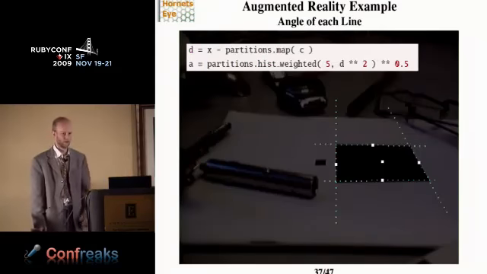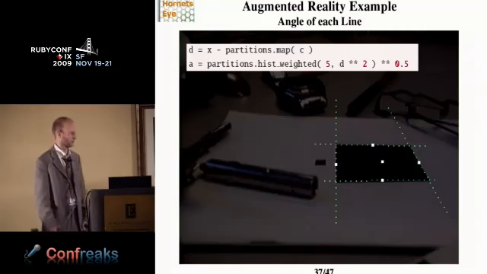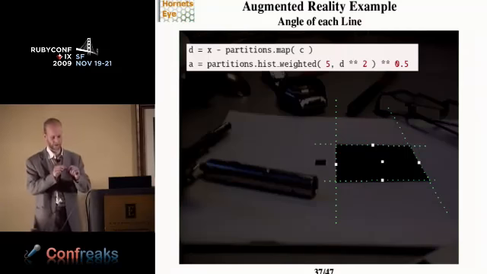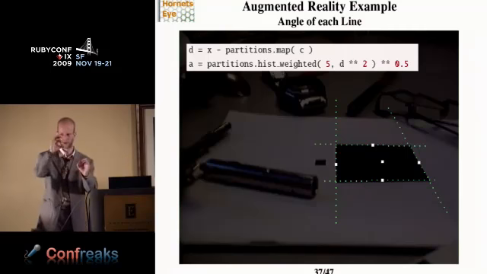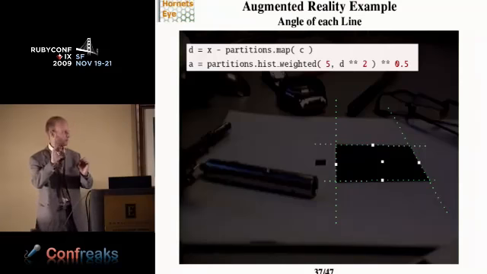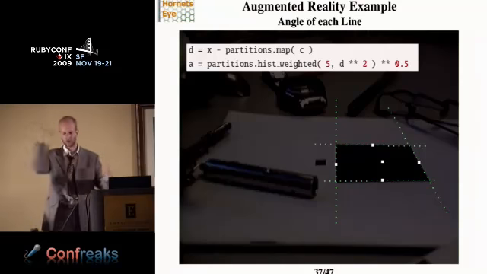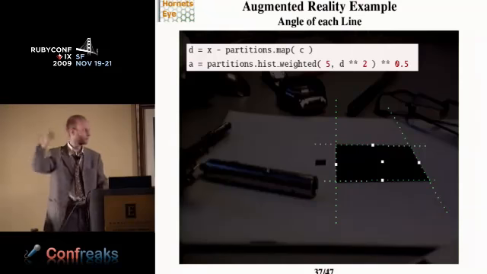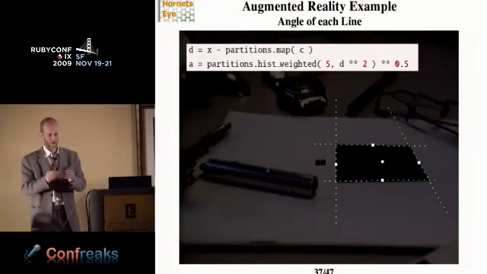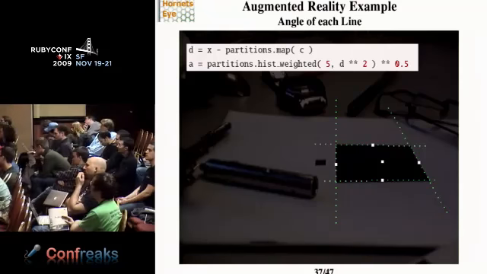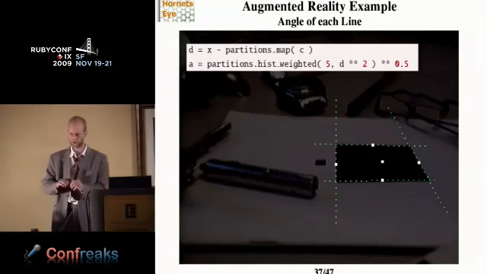And then I need to compute the orientation of each line. In order to do this, I first subtract from each edge point the coordinate of the corresponding center of the line. So I'll end up with vectors pointing into both directions along the line. And if I would just sum them up, I would end up with 0, so that's not useful. But these are complex numbers, so I use a trick.